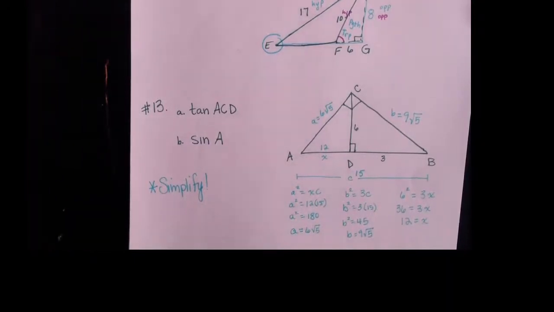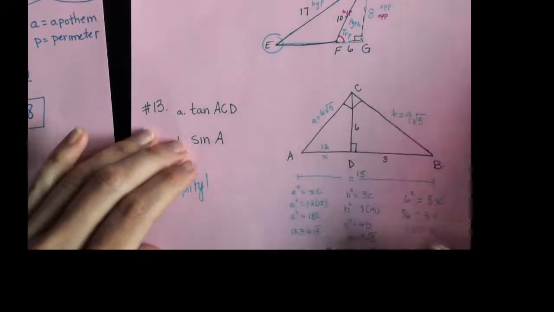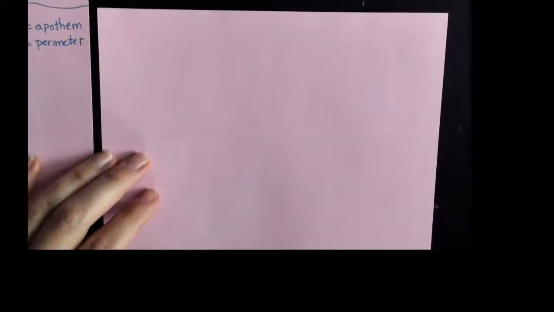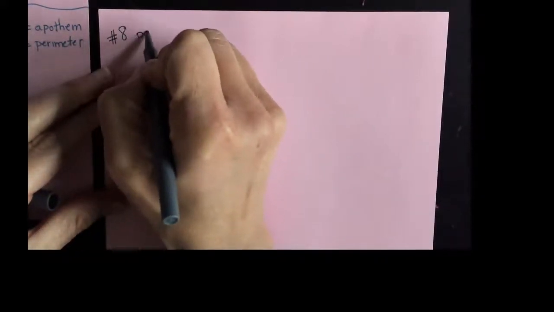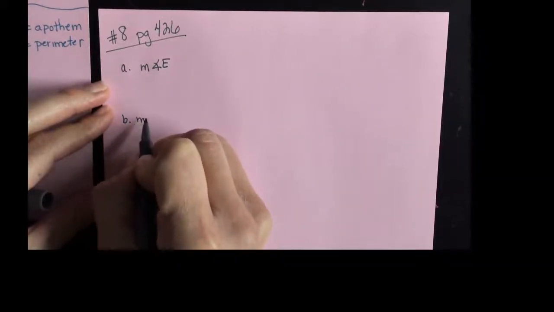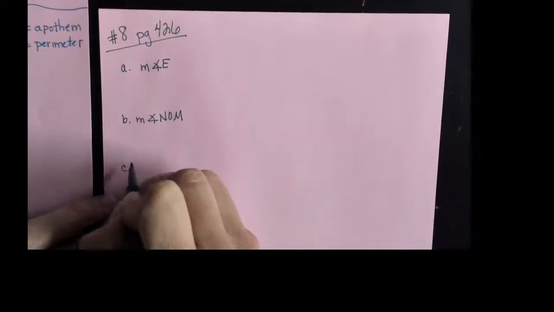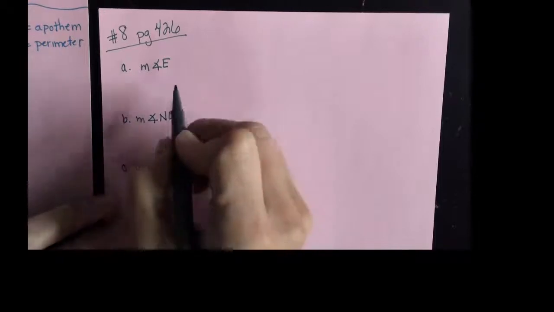All right, the last question that was asked is actually probably my favorite. And it brings back some stuff that we talked about in our chapter 1, area formulas. So it was number 8, page 426. And the first question was we wanted to find the measure of angle E. The second question was we wanted to find the measure of NOM. The third question is we wanted to find the length of OM.